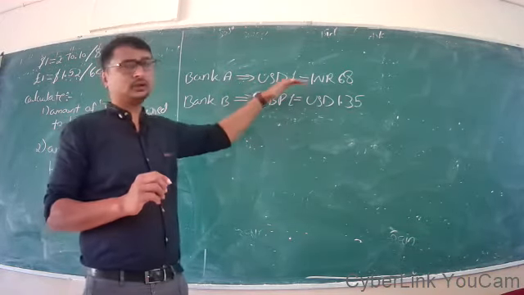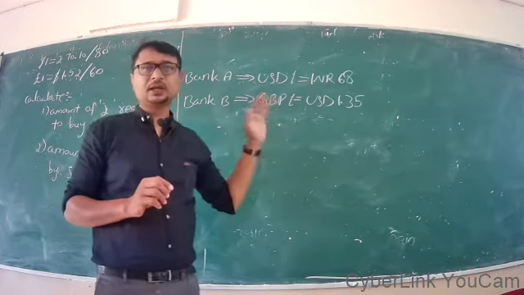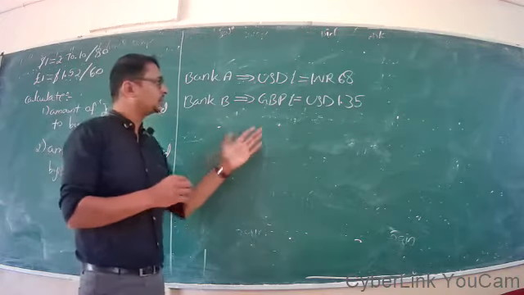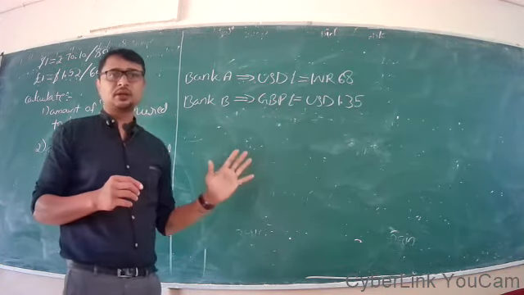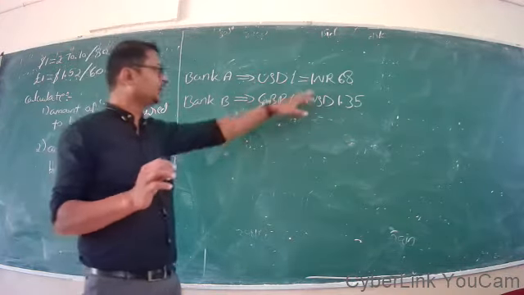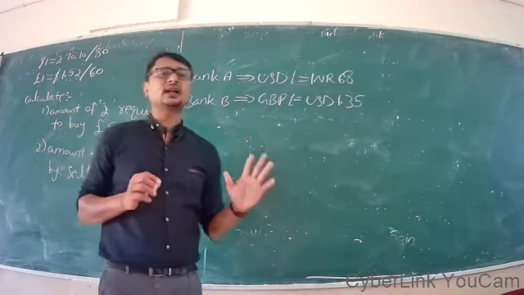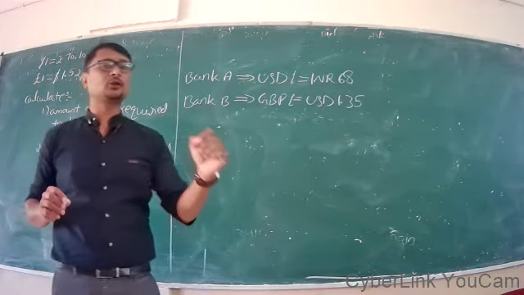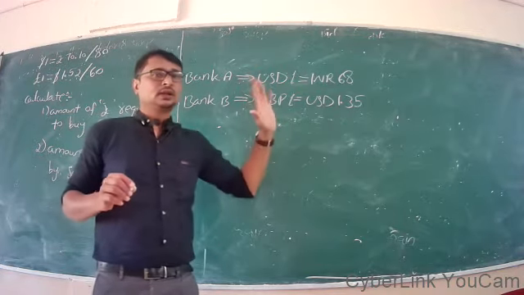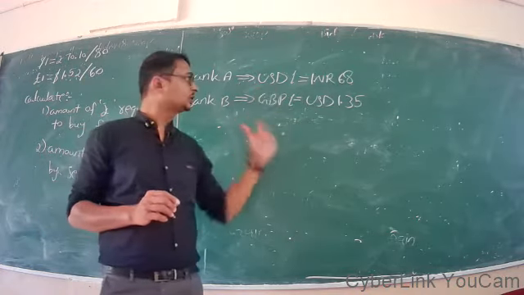One bank is providing a quotation between Indian rupee and US dollar. Another bank is providing a quotation between US dollar and Great Britain pound. But no bank is giving a direct quotation between Great Britain pound and Indian rupee. Now I need Great Britain pound, but I have only Indian rupee in my pocket. So how should I deal with such a situation?